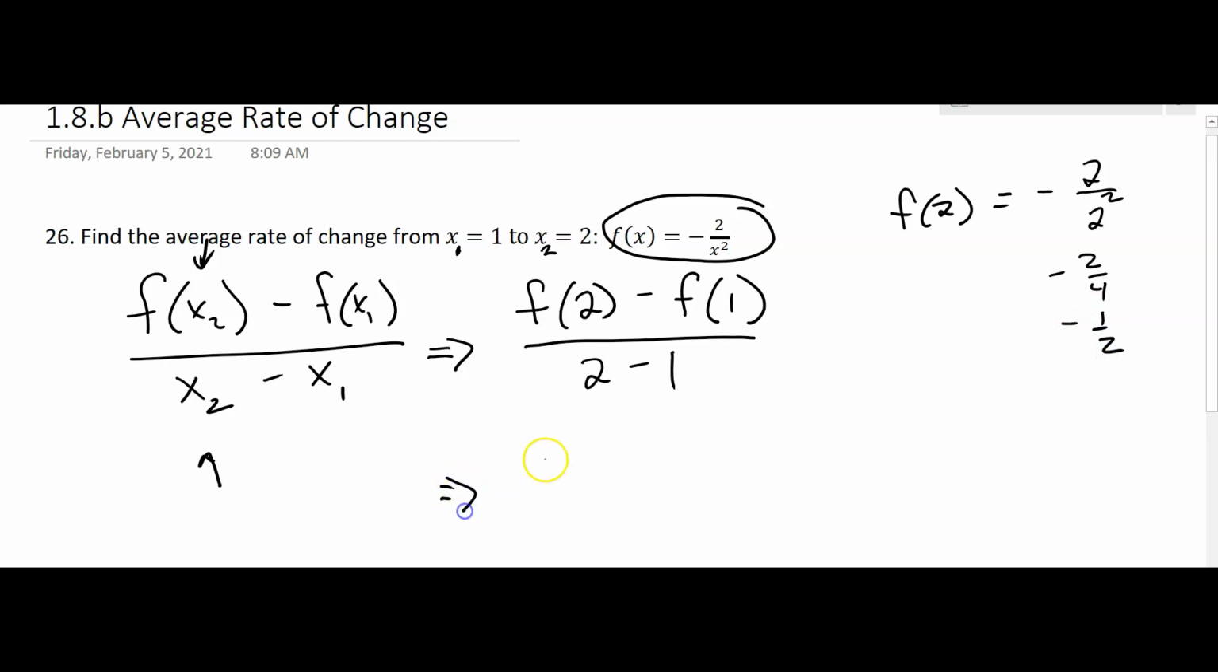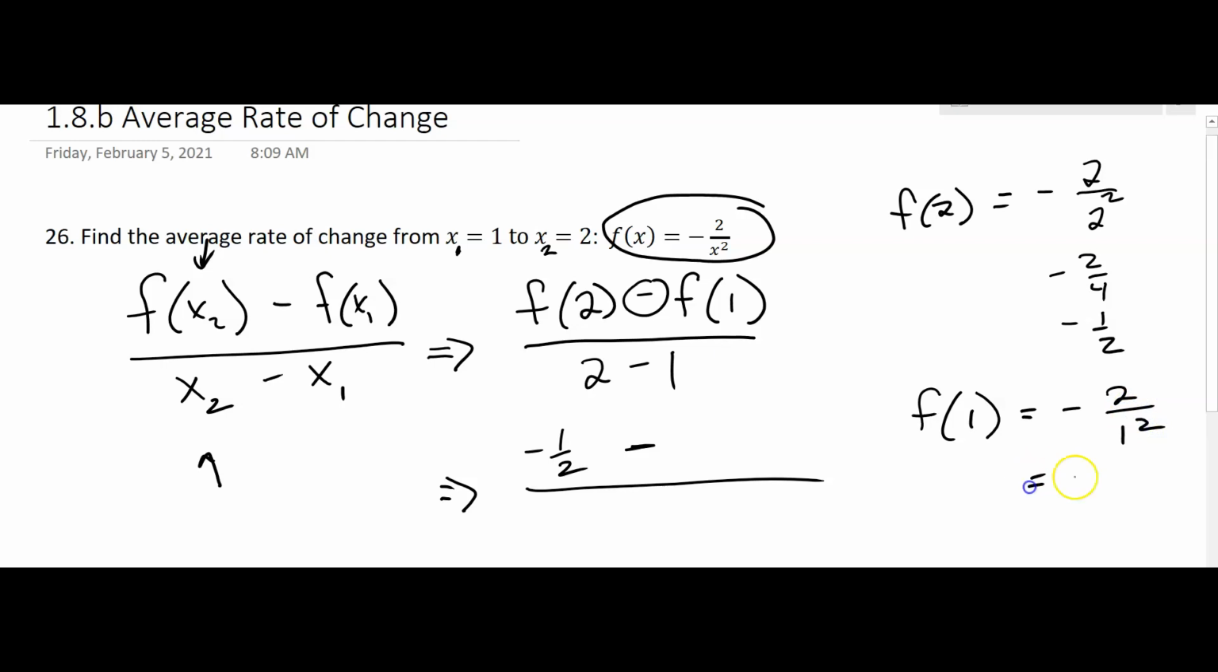Okay, then I'm going to have negative 1/2 in the numerator. And then I have to subtract, so I'll put a minus sign. Now that's the minus sign right there, okay? Now I need to find f of 1. And I go back to my function. It's going to be minus 2 over 1 squared, which is going to be just minus 2. So remember, you have the minus from the formula, and then you're plugging in a minus 2 for f of 1. Now the denominator there, 2 minus 1, we know that's just 1.